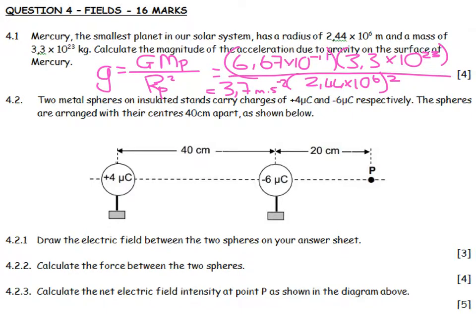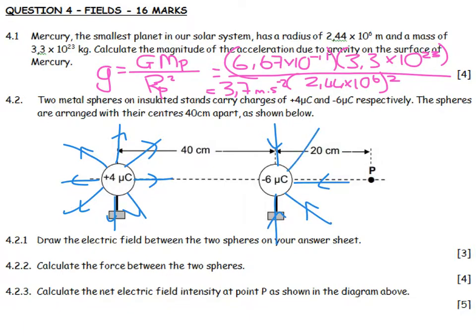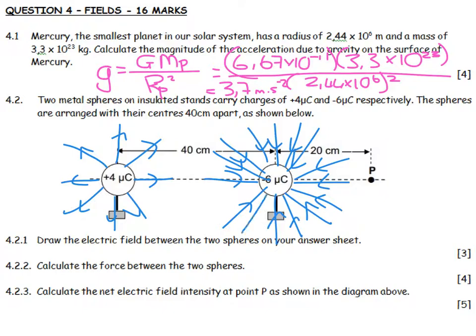So the first thing is that we get radial electric fields around a point charge. And it goes from positive to negative. So away, away, away, away, away, away, away. Towards negative, yep. The negative 6 is stronger. So I better make more lines around this negative to show that it is a stronger electric field.